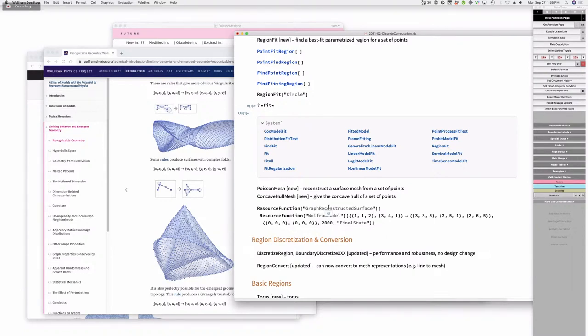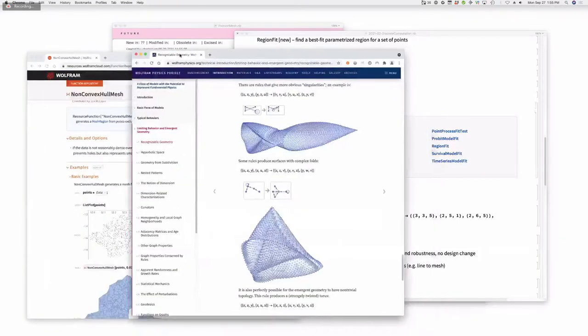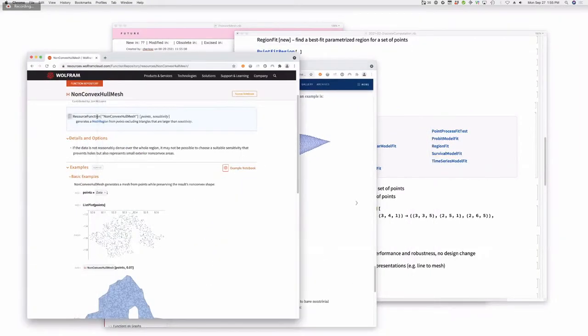Well, I was going to ask, when is that reconstruction taking advantage of the edges, or is it just looking at the points? I am not sure. Let's look at graph reconstructed surface. I can't remember. Because if it's using the edges, then this is probably a totally different mechanism. Yeah, I think it is not that sophisticated, but let's take a look.